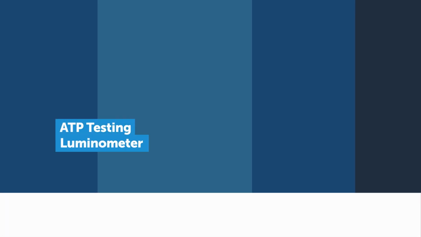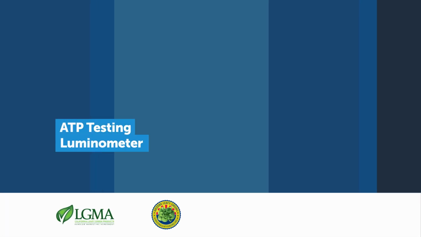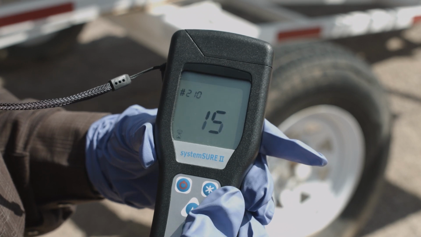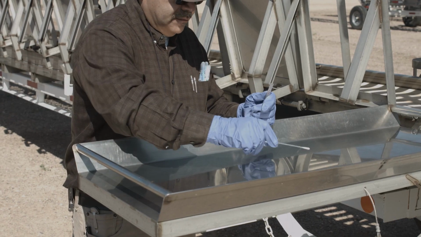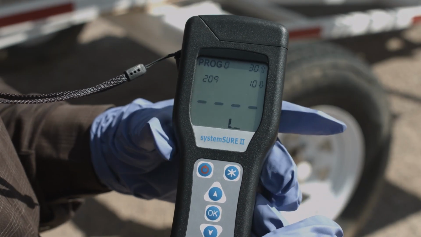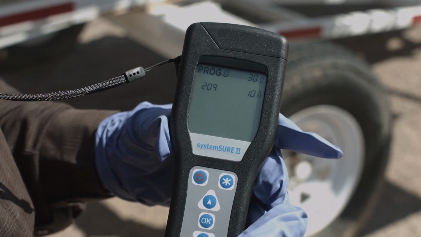ATP testing. Luminometer. In this video, you will learn about ATP testing and how to use a luminometer. Equipment cleanliness and overall hygiene is an important factor to consider in a food facility or for harvest practices.